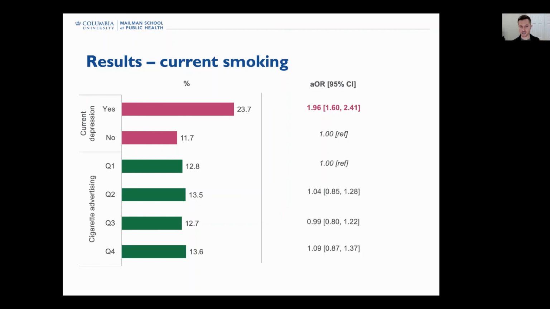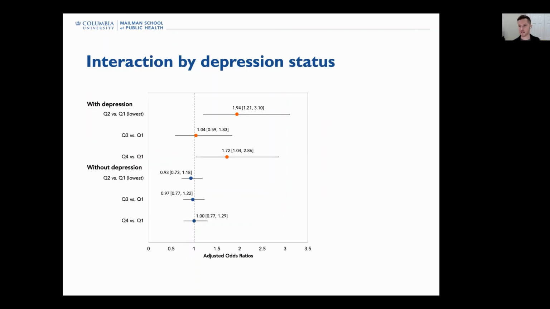But when we did our test for interaction to see if certain groups maybe were more susceptible to this type of advertising, we did find one significant result, and that was based on current depression status. So in stratified analyses, we looked at the association between advertising exposure and cigarette smoking among adults without depression. That's the blue dots on the bottom. And we found no evidence of an association. But when we ran this analysis among individuals with depression, we did see some significant differences. Generally, in neighborhoods with higher levels of cigarette advertising, individuals had higher odds of being cigarette smokers.